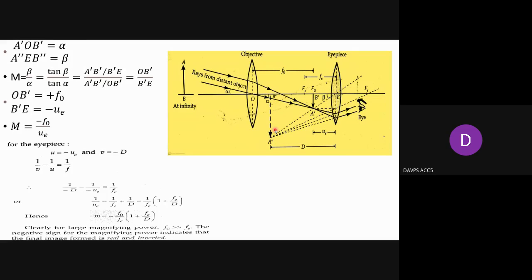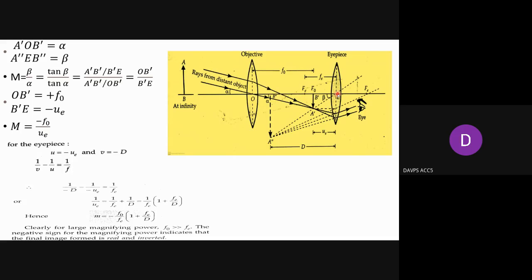The question may arise from your side, sir: for the objective, the object is on the left side and we get the image on the right side. But for the eyepiece, the object is A dash B dash and the image is A double dash B double dash, on the same side. Why does this take place? Because the eyepiece will be adjusted, by a rack and pinion arrangement.